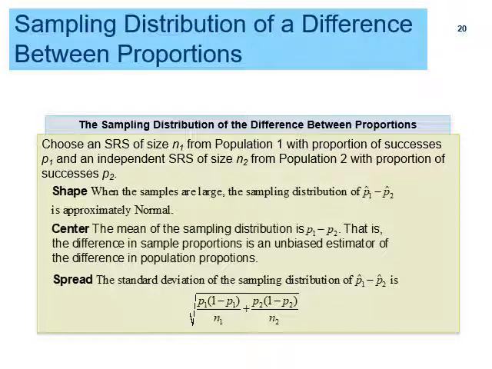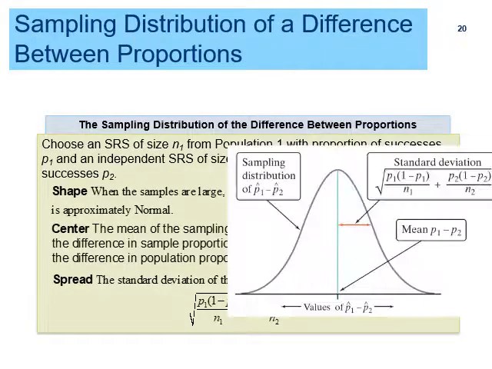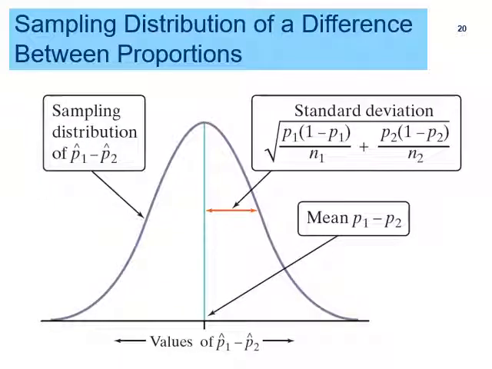Earlier we have seen that the difference in sample proportions is an unbiased estimator of the difference in population proportions. And for the spread, that is the standard deviation, the value would be the square root of P1 times (1 minus P1) divided by N1, plus P2 times (1 minus P2) divided by N2. So here is the formula. The sampling distribution is P1 hat minus P2 hat, and for the standard deviation we got the formula under the root, P1(1 minus P1)/N1 plus P2(1 minus P2)/N2, and we are going to take the square root.